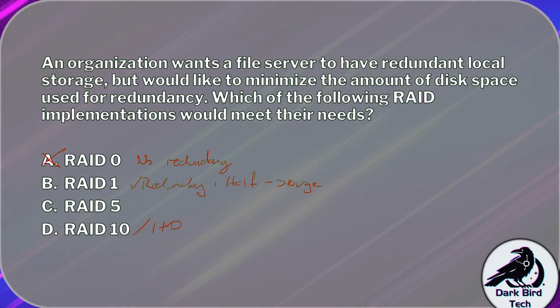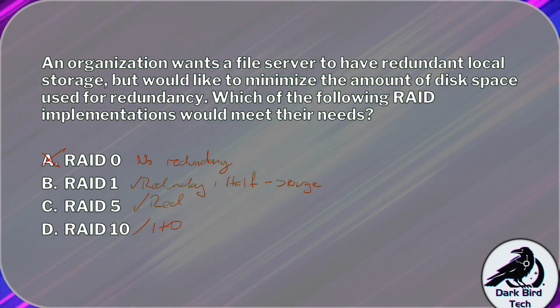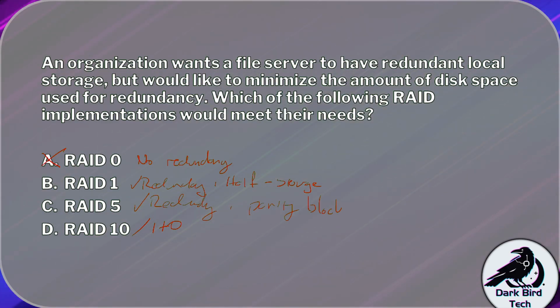RAID 5, also a tick on the redundancy, and it uses parity to actually make the redundancy somewhat compact. It does rely on a hot spare or a new drive to be inserted into the array when one fails. But RAID 5 does provide pretty compact redundancy. So that's looking like a pretty good option, especially compared to RAID 1.